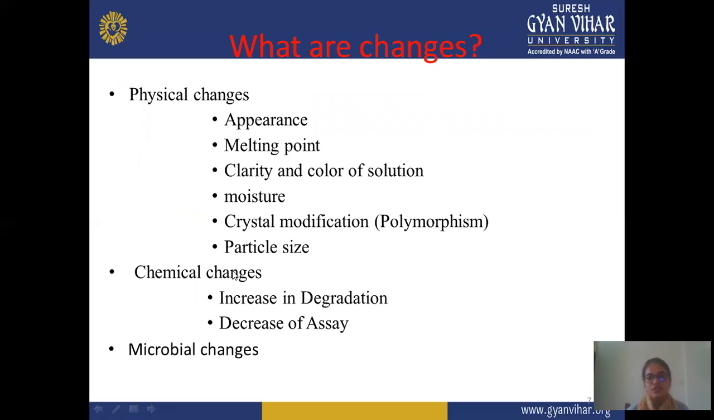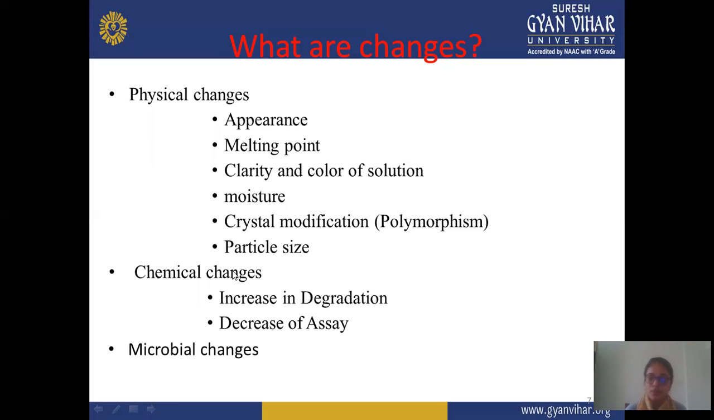Next, what are the changes you majorly observe in your formulation? In this: physical change, chemical change, and microbial change. You know that physical change means maybe the color, odor, or taste changes. And this physical change class is further divided into different parts, like appearance. Appearance means a formulation changes its appearance. Suppose it is in a transparent or solid state, then it converts into semi-solid or liquid, and the appearance is also not the same as the previous one.